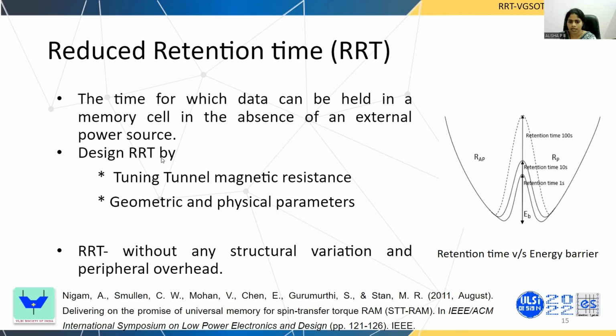The reduced retention time is directly proportional to tunnel magnetoresistance. By configuring geometrical and physical properties like oxide layer thickness and MTJ dimension, we can control or tune the retention time. The main advantage of reducing retention time is that we can obtain it without any structural variation and peripheral overhead.